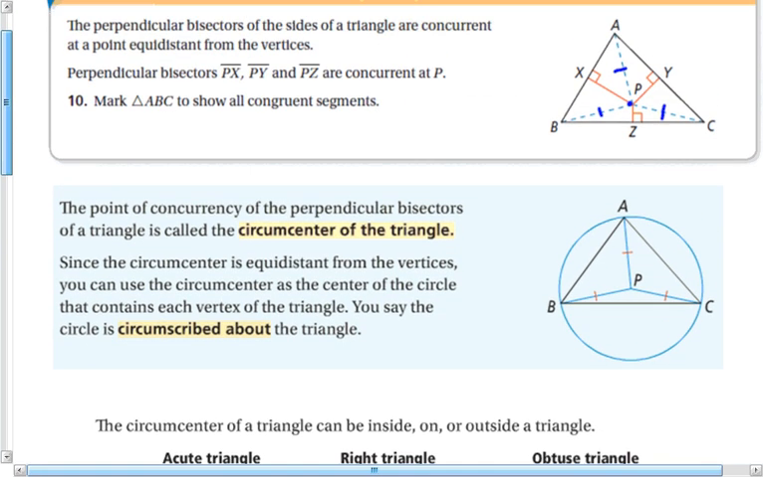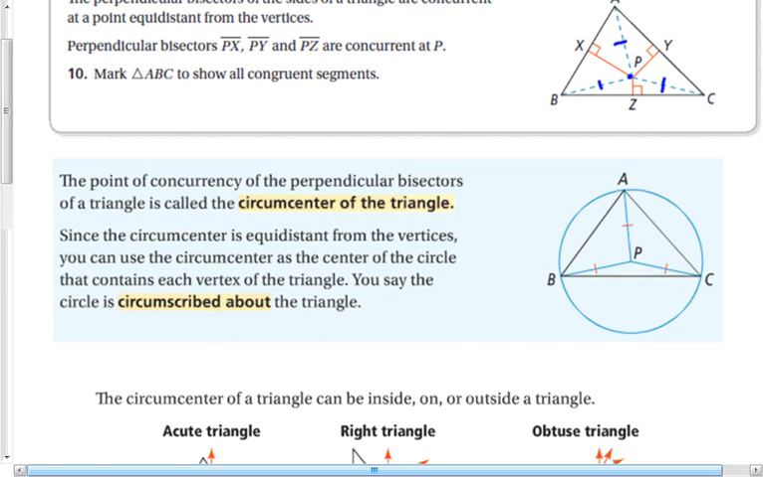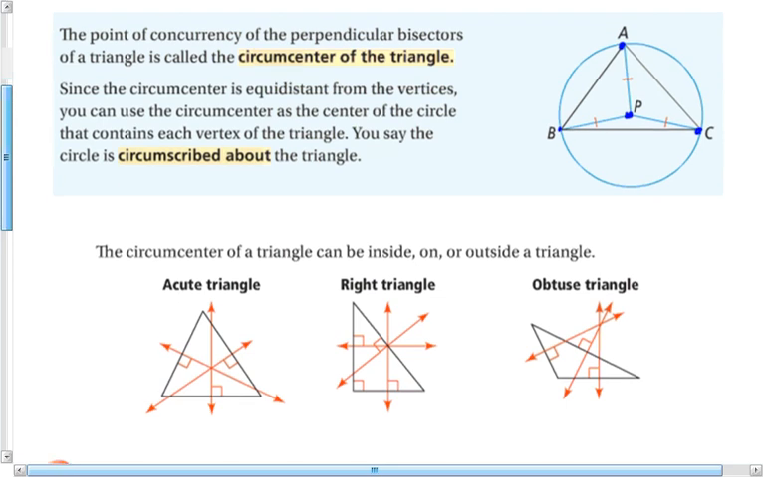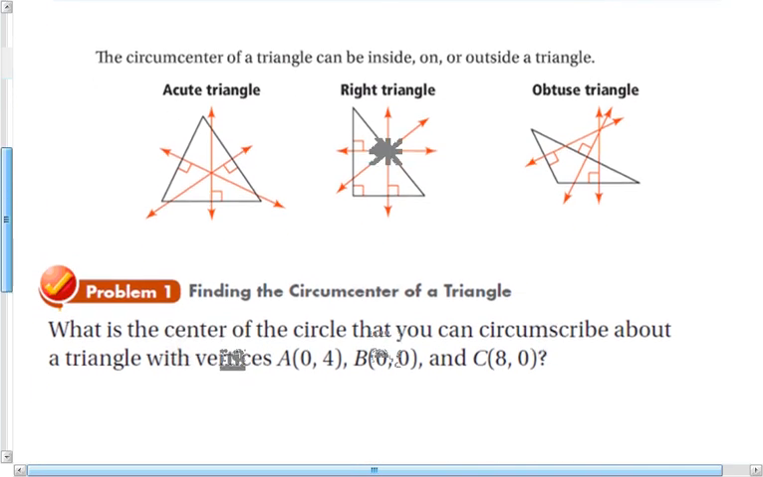And notice that if it is equidistant, then you could draw a circle around that triangle. That triangle will be inscribed in the circle. So the circle is circumscribed about the triangle. And so that point is the center of the circle with all 3 points of the triangle on it. And so we call that the circumcenter of the triangle.